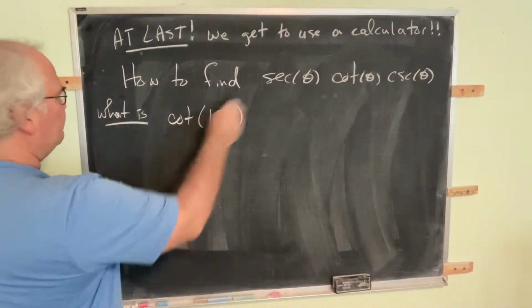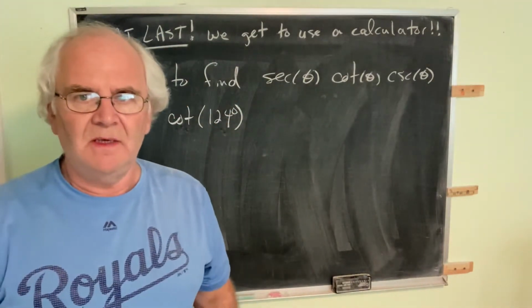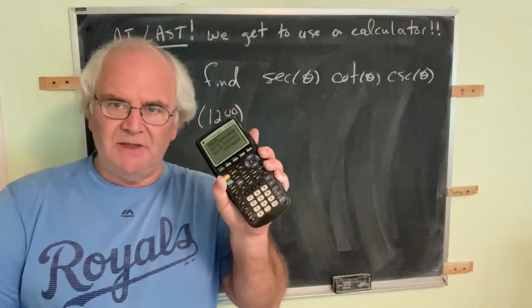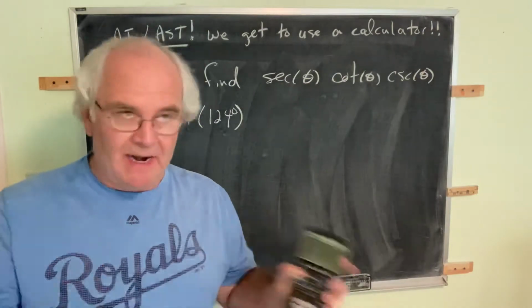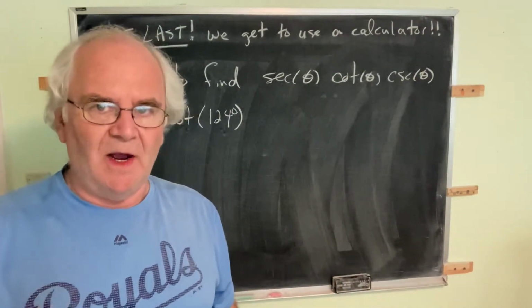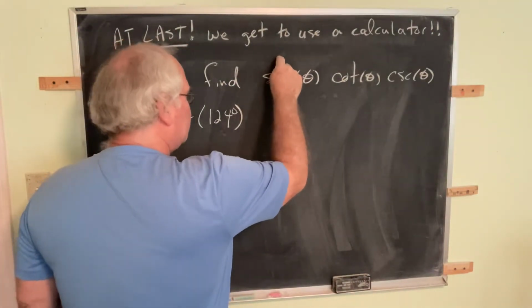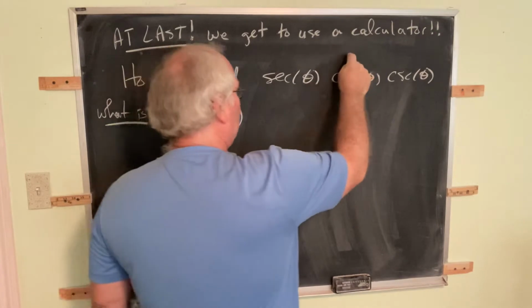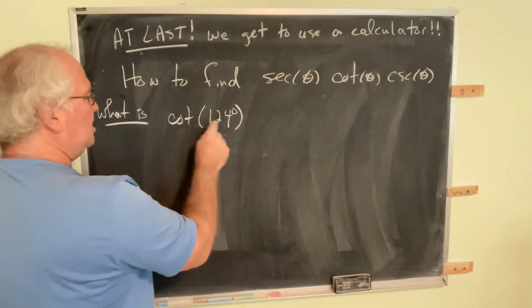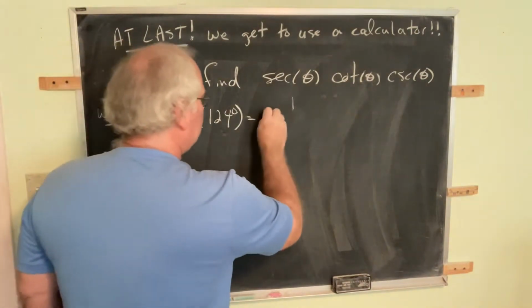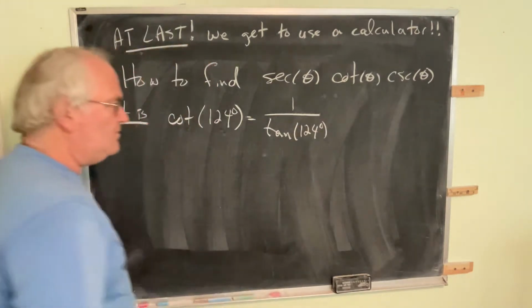Suppose we want to find, I just picked one at random, cotangent of, I just picked a number out of the blue sky, 124 degrees. All right? Problem is there's no cotangent button. But what we do know, and the simplest, there are many ways to do this, the simplest way is to remember the reciprocal. Secant is the reciprocal of cosine, cotangent is the reciprocal of tangent, cosecant is the reciprocal of sine. Cotangent of 124 is the reciprocal of tangent of 124 degrees.